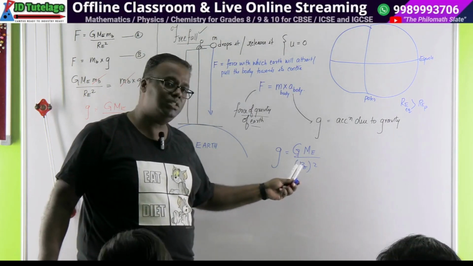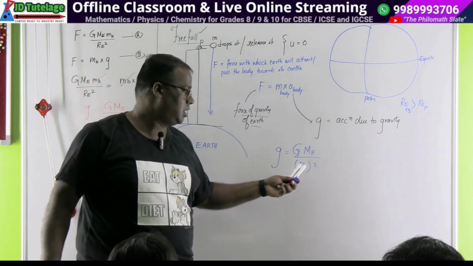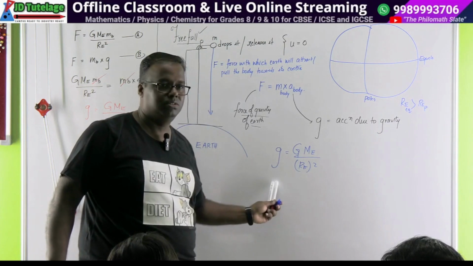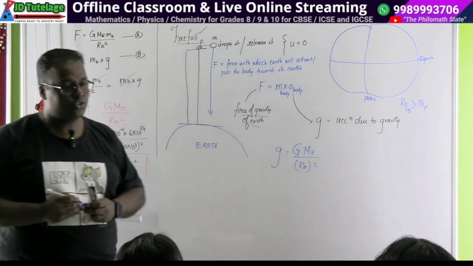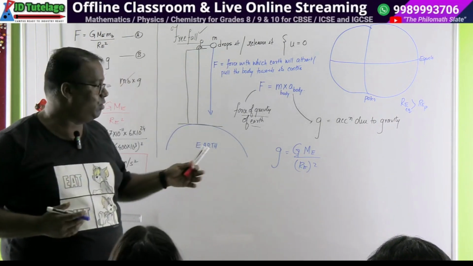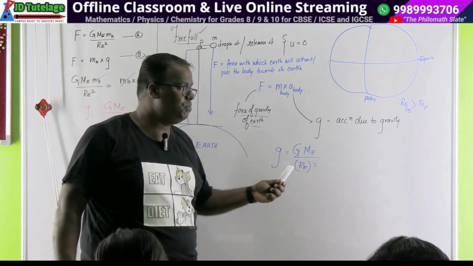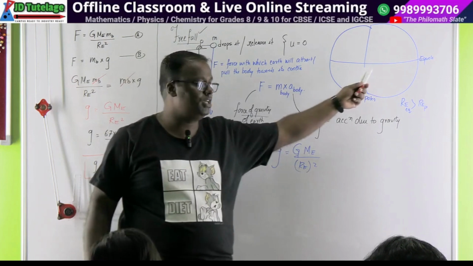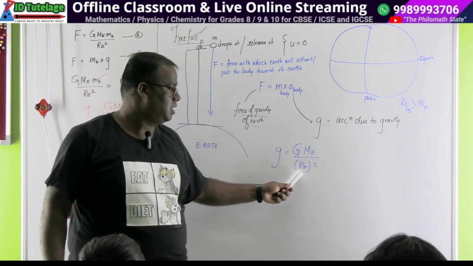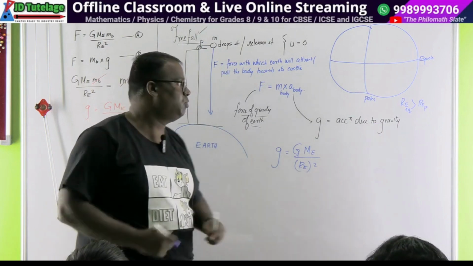And if you are at the equator, the RE value is more, so the G value comes down. So where should the force of attraction of a body be more? Wherever the value of G is more. Where is the G more? The G is always more at the poles.